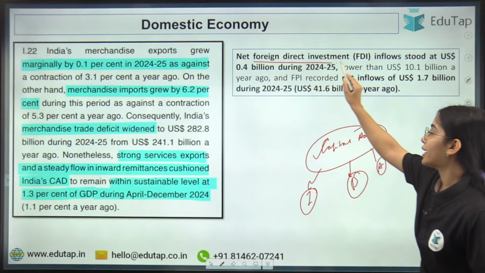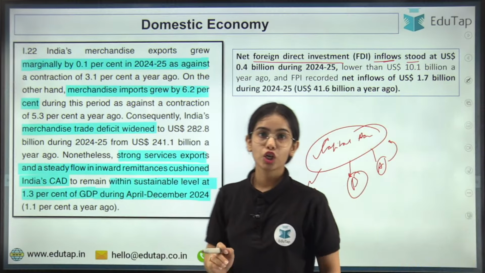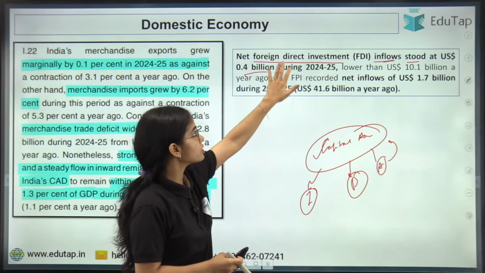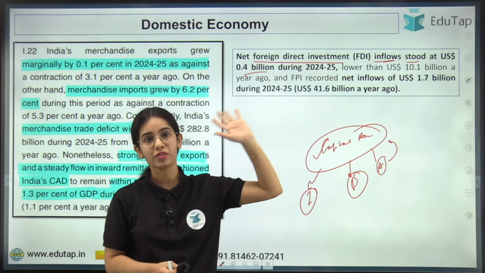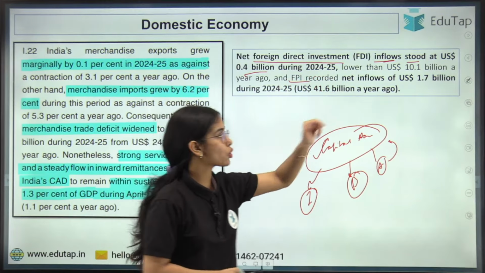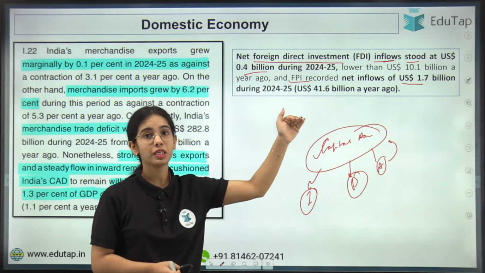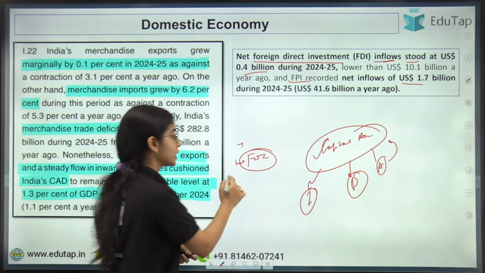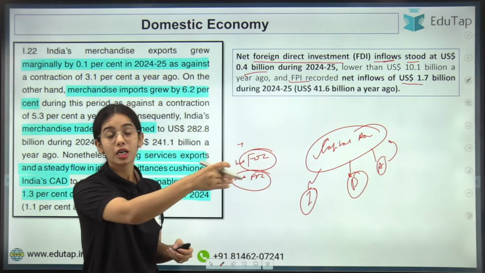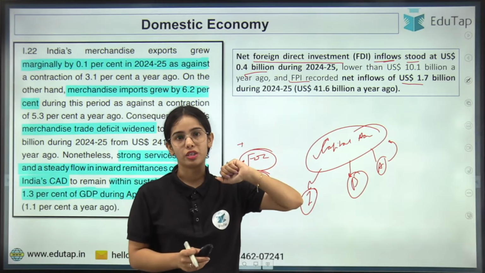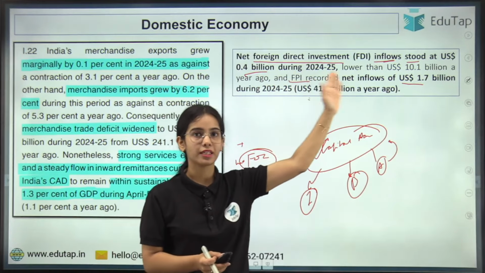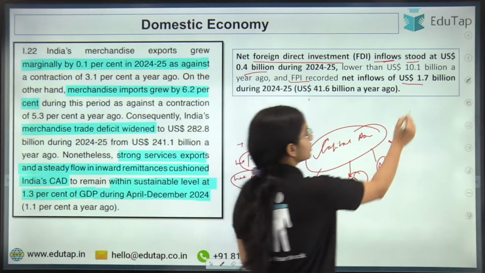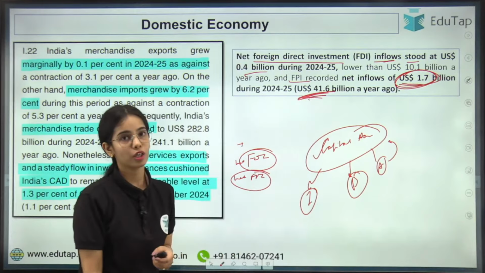So in the capital account, the net foreign direct investment inflows stood at $0.4 billion. That is the net investment that we received, as compared to nearly $10 billion in the previous financial year. The foreign portfolio investment recorded net inflows of $1.7 billion as compared to $41.6 billion in the previous year. So you can understand that the net foreign direct investment and the net foreign portfolio investment were positive, but way lower than the 2023-24 financial year. So that is also a problematic situation, and that also created a problem.